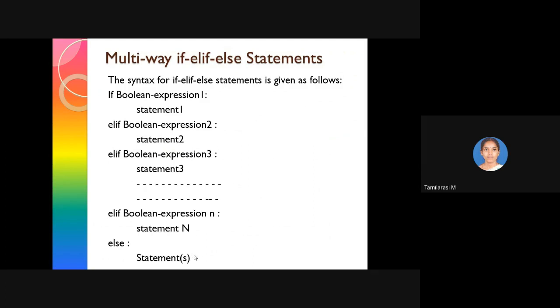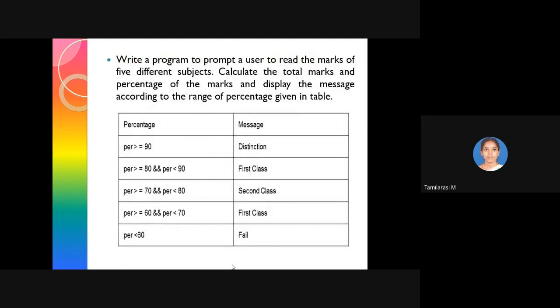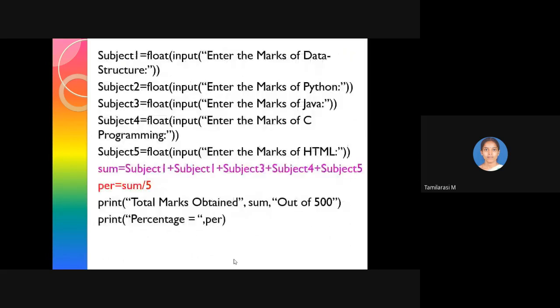This is an example for if-else. If there are more than 4 or 5 conditions, then we can move on to the multi-way if-else. This is an example for multi-way if-else. Here 5 conditions are given. Based on these conditions, the marks percentage will display the range, such as first class, second class, or distinction.